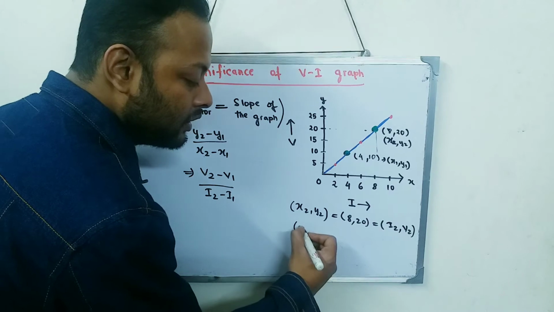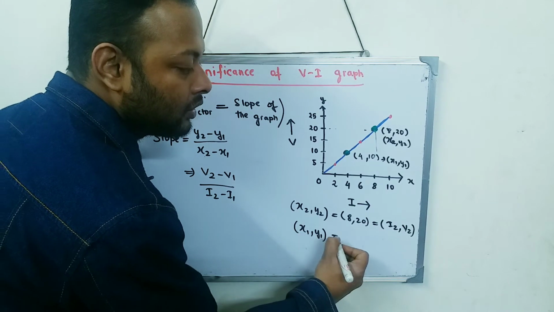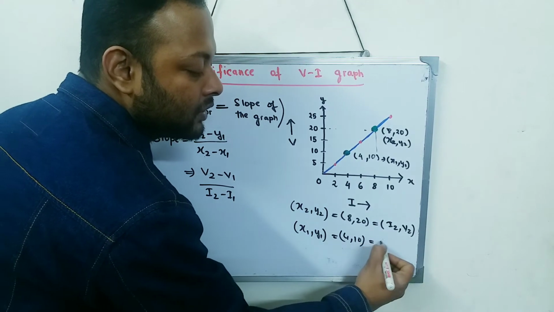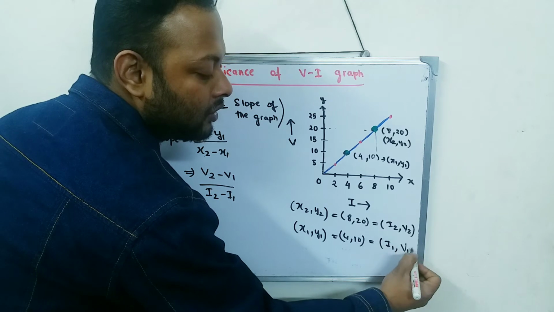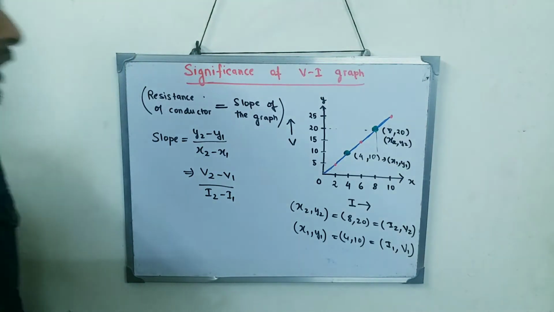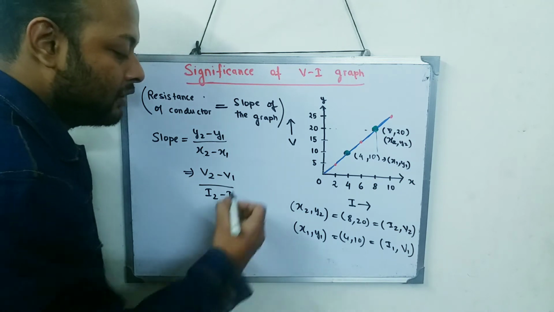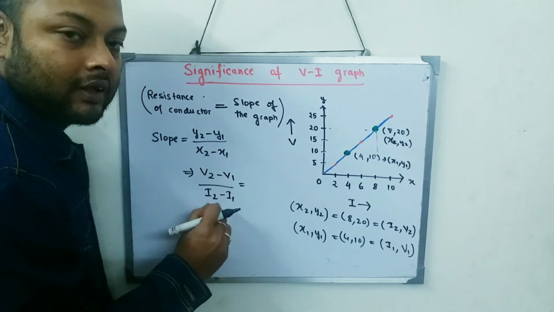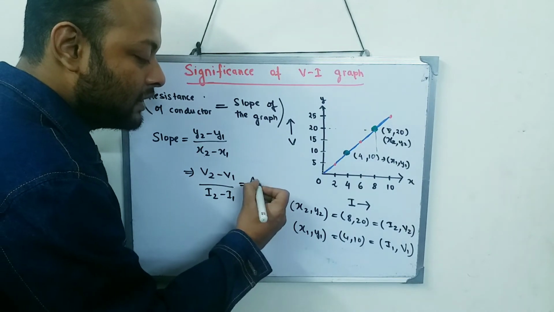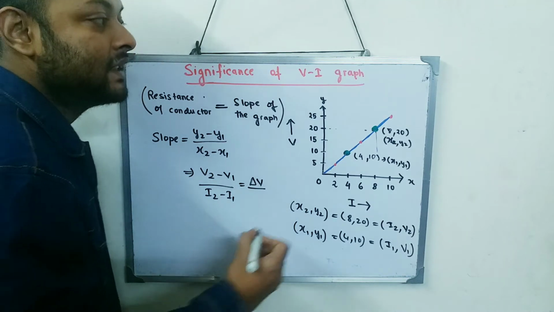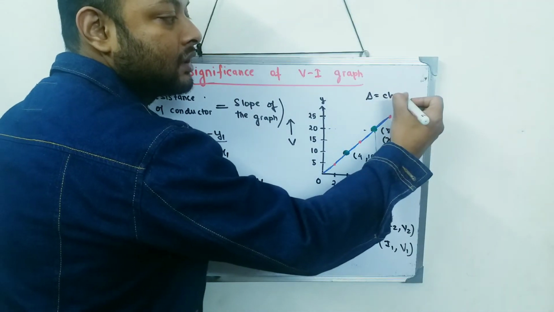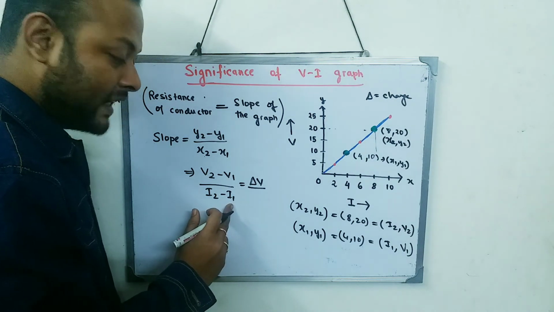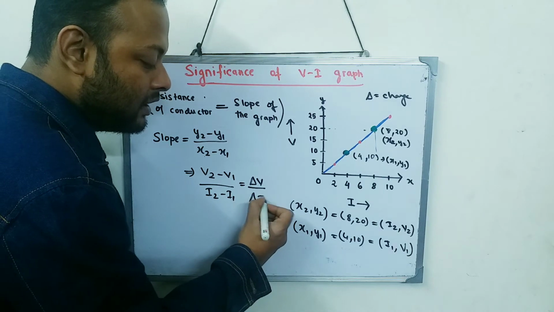And similarly, x1 and y1, which is 4, 10, represents I1 and V1. Now I will substitute the values, but before that, V2 minus V1, this change in the voltage, is represented by delta V. Delta represents change. And I2 minus I1, that is the change in the current, is represented by delta I.